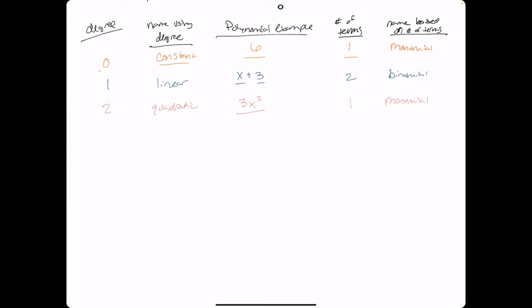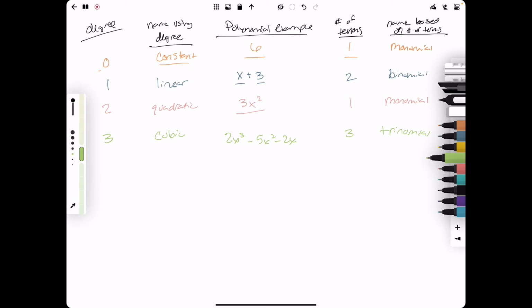How about this one? 2x to the third minus 5x squared minus 2x. What's the degree? 3. You do the highest one. What's it called based on the degree then? Cubic. Okay. And how many terms? 3 terms. Trinomial? Yep. Anything beyond trinomial doesn't have a special name. You would just say polynomial.